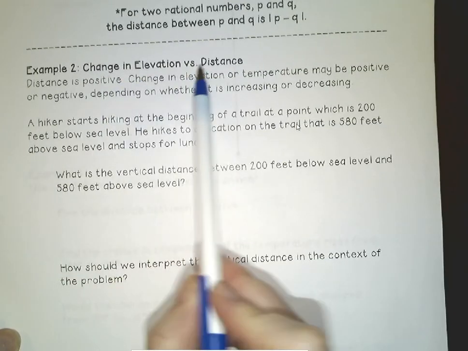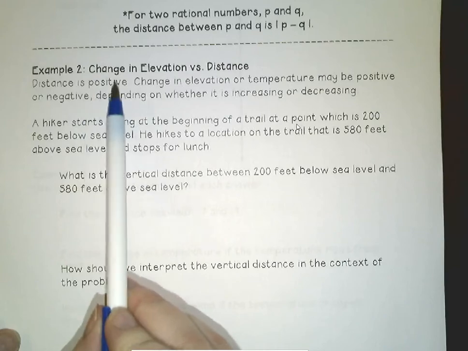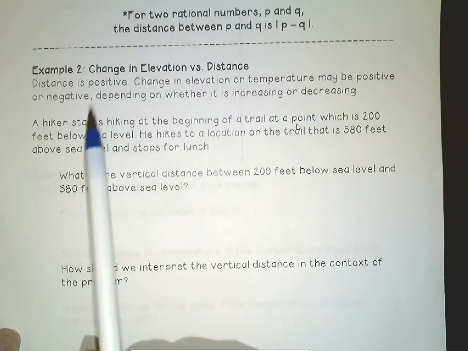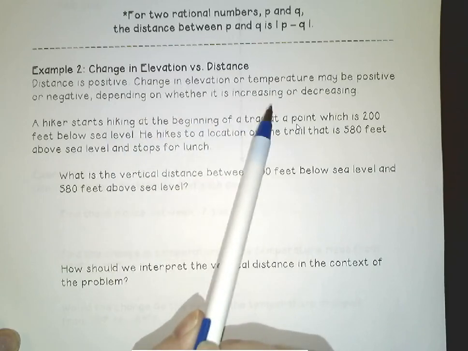Change in elevation versus distance. Distance is positive. Change in elevation or temperature may be positive or negative depending on whether it is increasing or decreasing.